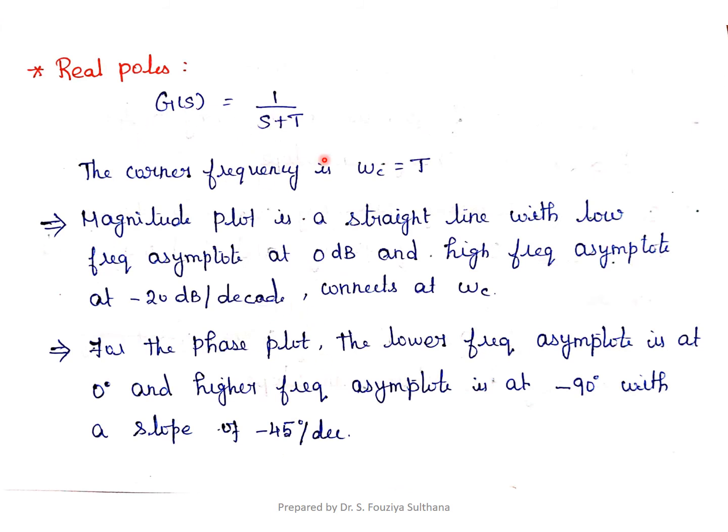For the real poles, the magnitude plot is a straight line with a low frequency asymptote at 0 dB and a high frequency asymptote at minus 20 dB per decade, which connects at the corner frequency. For the phase plot, the lower frequency asymptote is at 0 degree and a higher frequency asymptote is at minus 90 degree with a slope of minus 45 degree per decade.